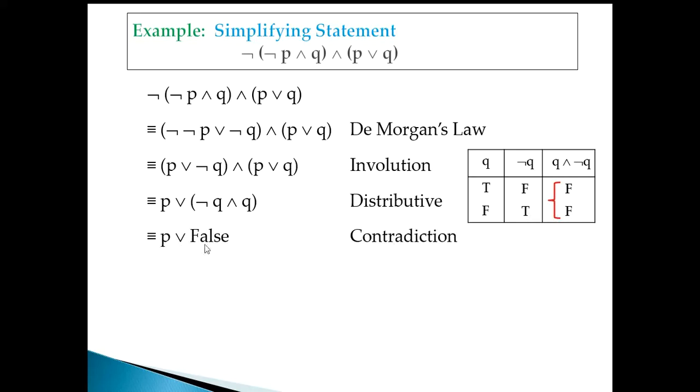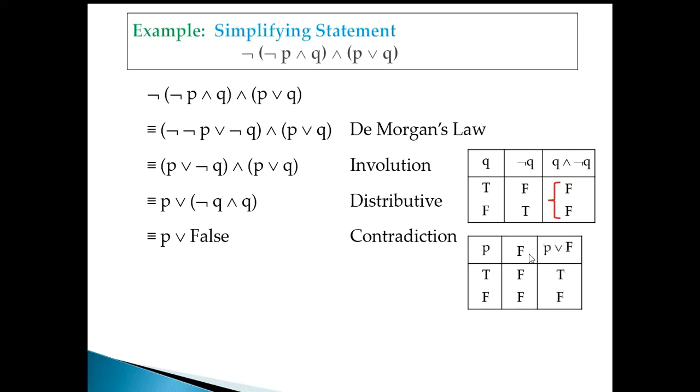And now, p or false. Which law is this? If we have p and next is false, then we take the or between them: true or false is true, false or false is false. Again both are equal, so we can say that p or F is equivalent to p. So we write p, and here we use directly the identity law. If you remember the laws, right? So p or false is equivalent to p.